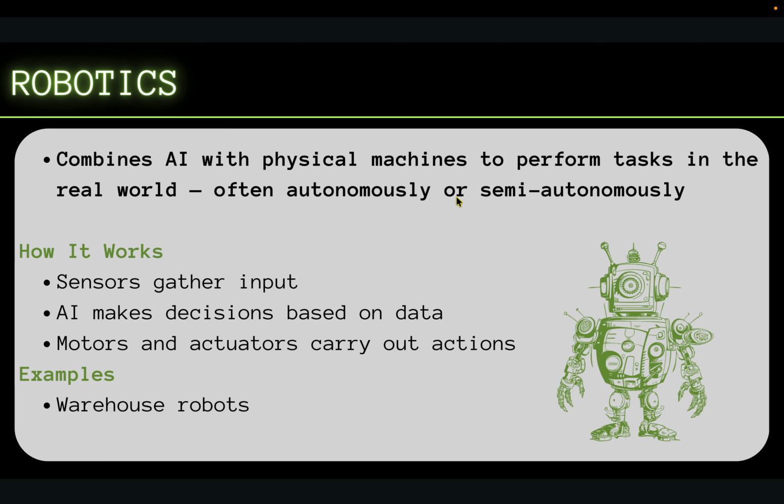And then we have robotics. So this is pretty much combining AI with the physical machines. And most of you know what robots are. So how it works is basically the AI will make decisions based, again, on the training data, and it will figure out what it needs to do within the robot.